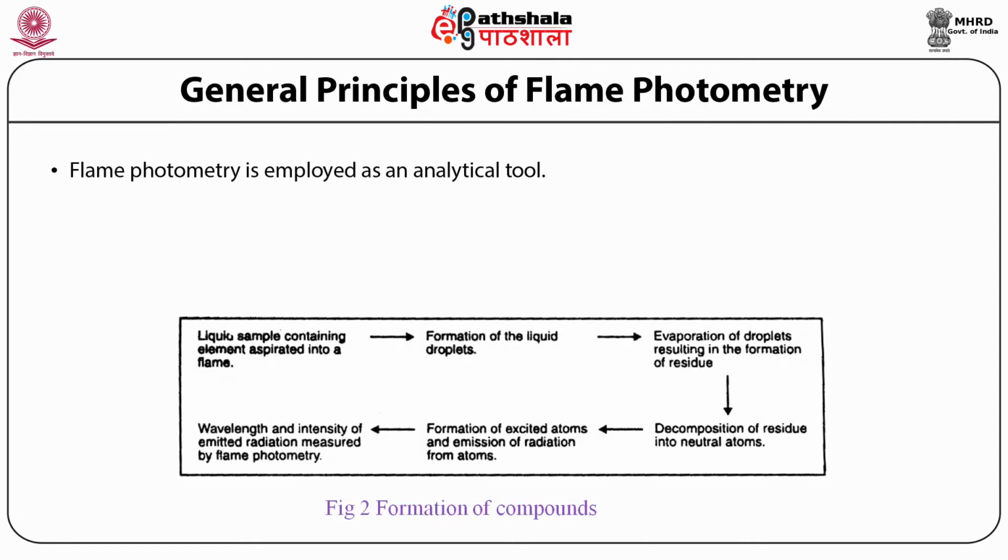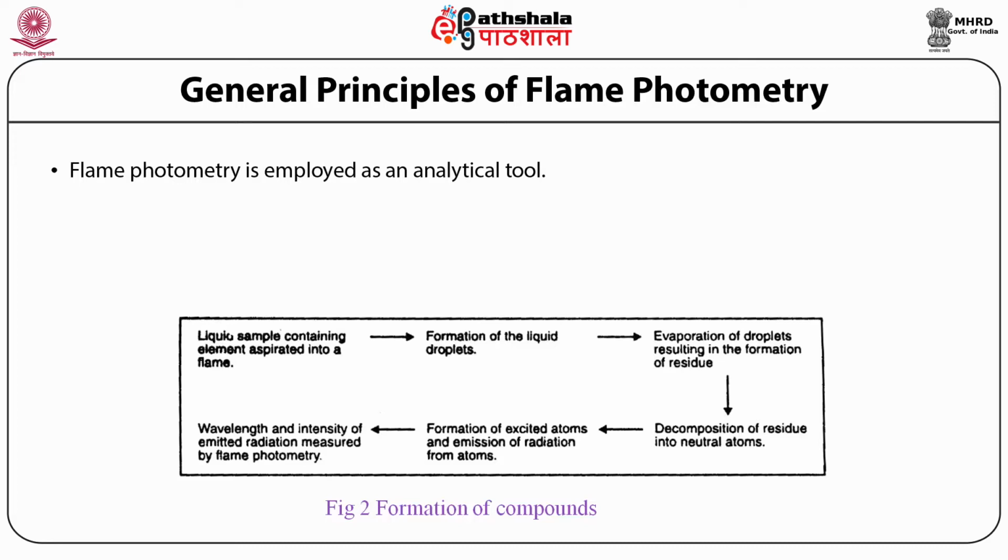When flame photometry is employed as an analytical tool, the wavelength of the radiation coming from a flame tells us about the elements which are present in that flame. Also, the intensity of the radiation enables us to know the amounts of those elements present.